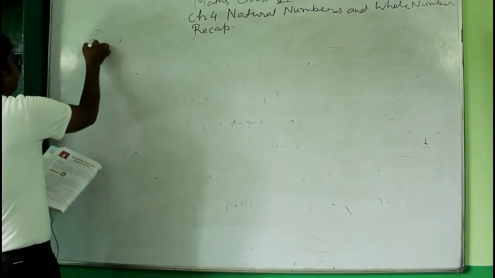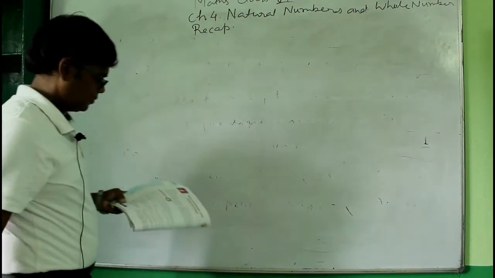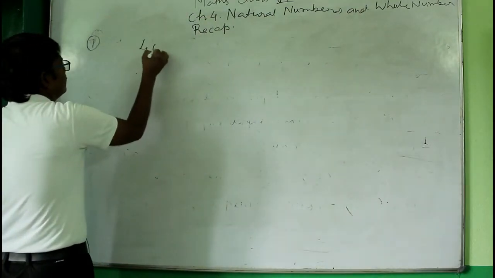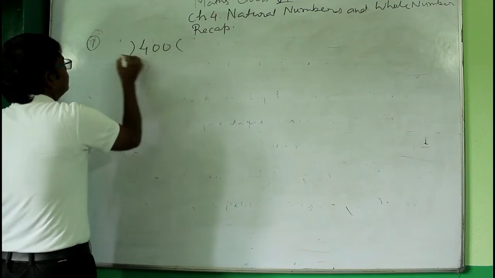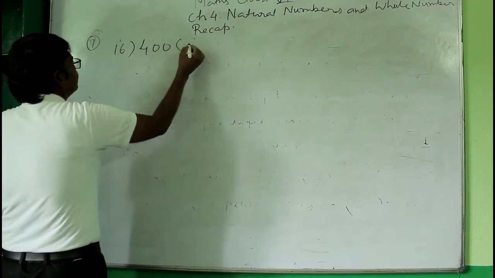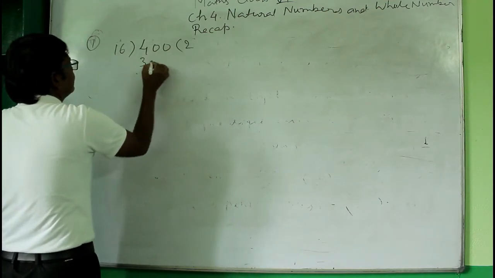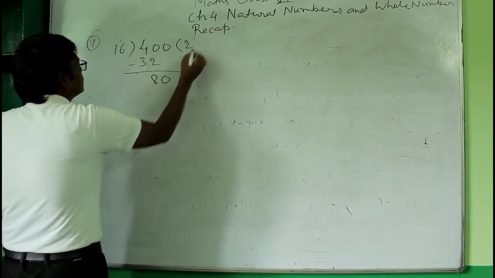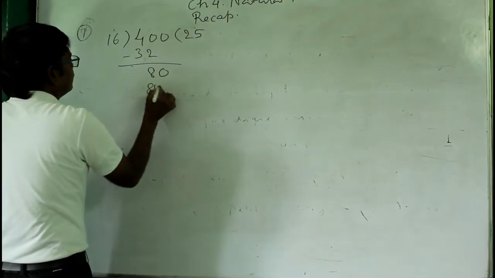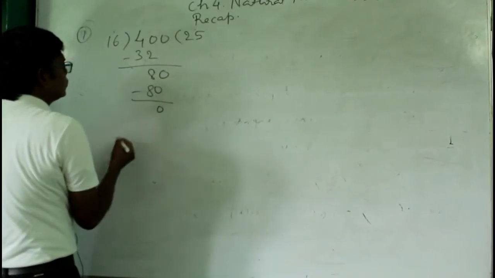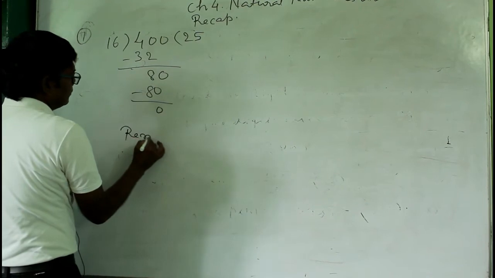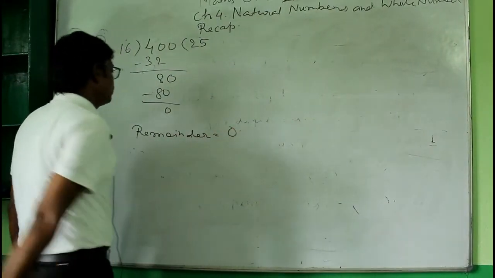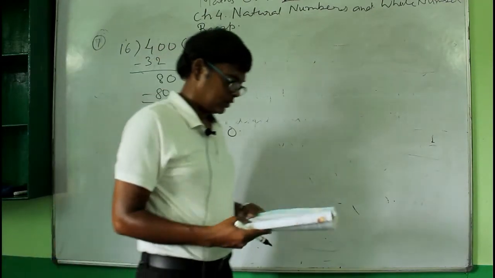Question number 7. On dividing 400 by 16, okay, divide 400 by 16. So 8 here and 0, 16 5 here 80. So 0 here. So here you will write that remainder equal to 0. Okay, so this is the answer.